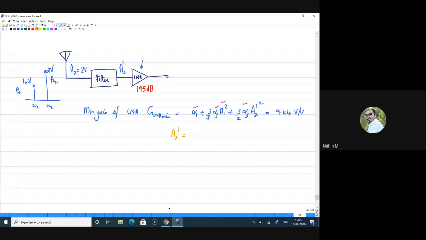Yeah, it is close to 0.86. 0.86 is the amplitude A2 dash value, right? I hope this is clear. I have taken the gain expression for LNA. Only one change is made: since your A2 is filtered at the input of the LNA, I am using the new notation A2 dash, and from that I am finding A2 dash, and the A2 dash value is equal to 0.86, right?